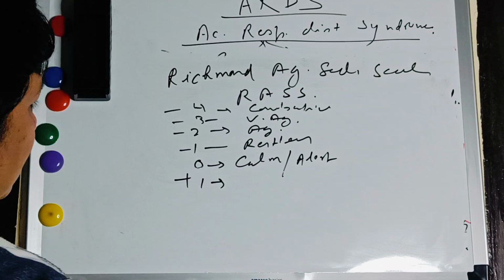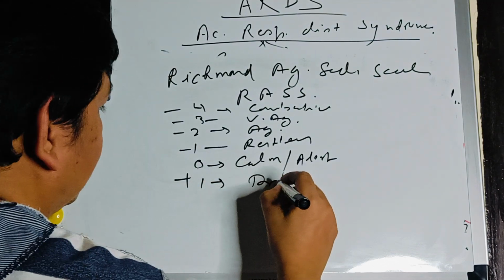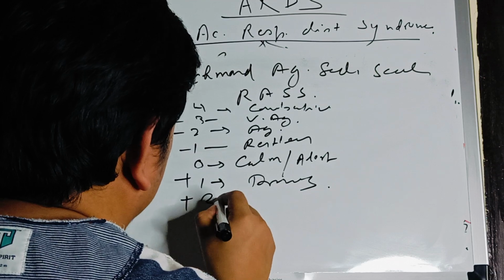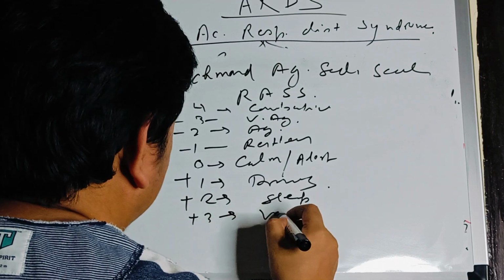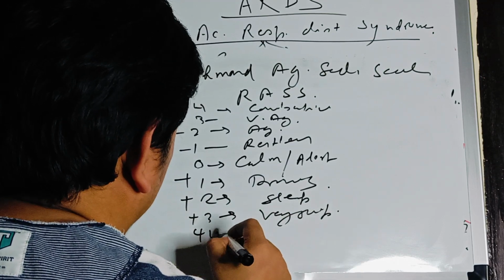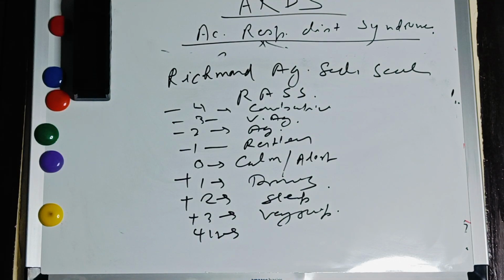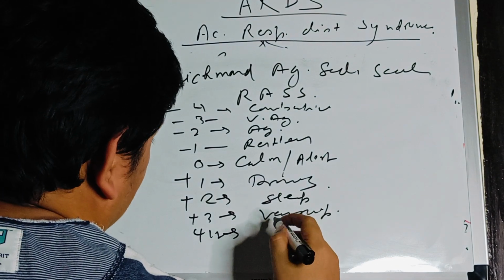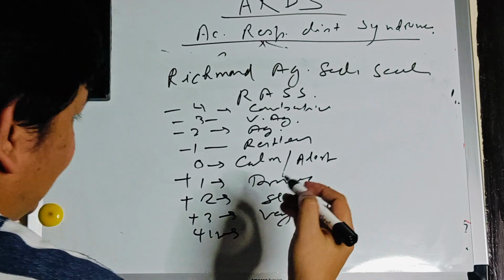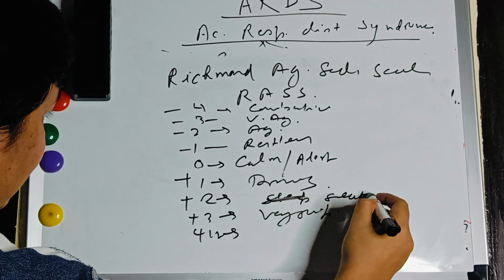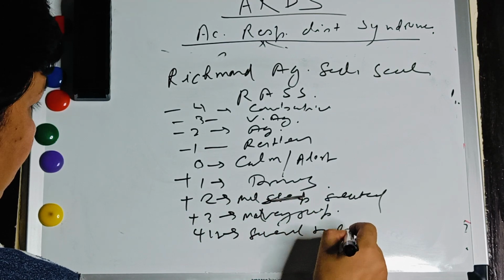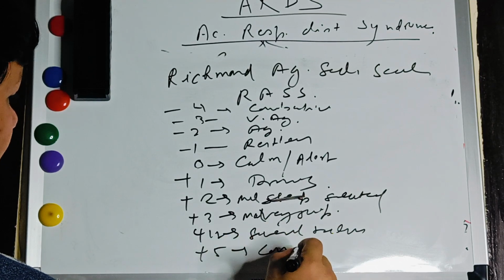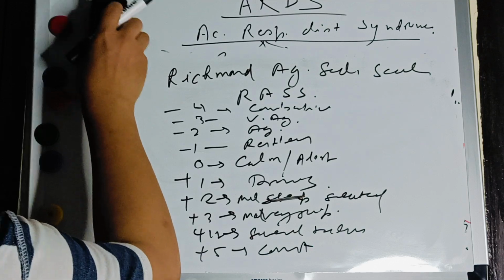And +1 is drowsy. +2 is sleepy. +3 is very sleepy. +4, we can say sleepy. In place of sleepy, we can say sedated. So mildly sedated, moderately sedated, and severely sedated. At +5, patient is in coma. So this is the Richmond Agitation Sedation Scale.